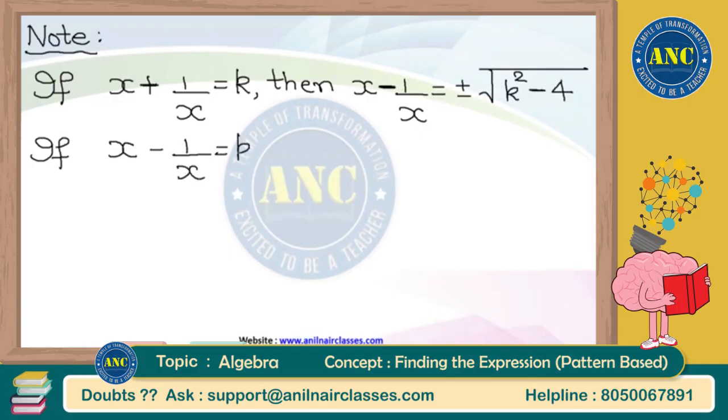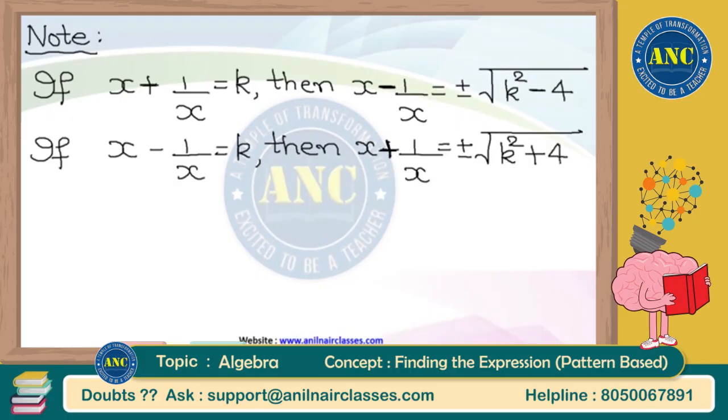Similarly, one more condition we learnt is, if x minus 1 by x is equal to k, and I want to find the reverse, x plus 1 by x, then this is plus or minus square root of k square plus 4, because it is plus in the then condition.